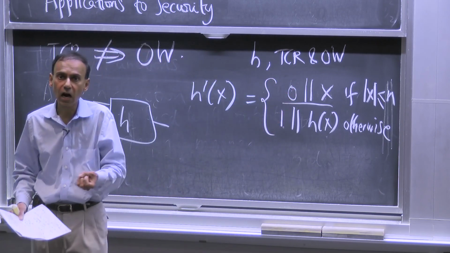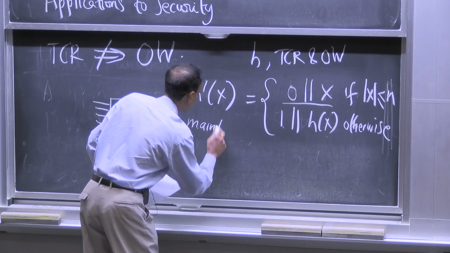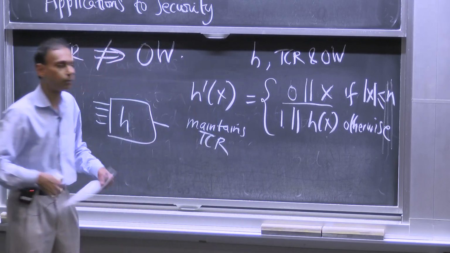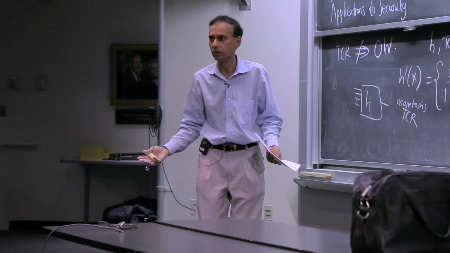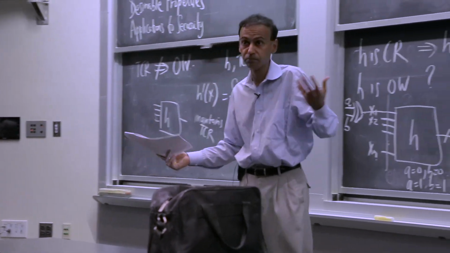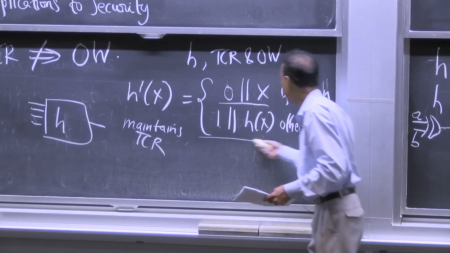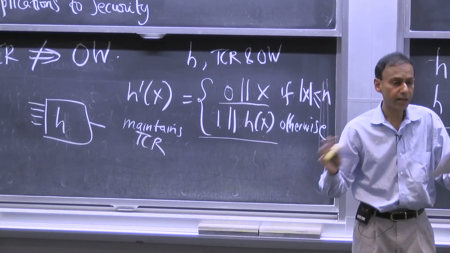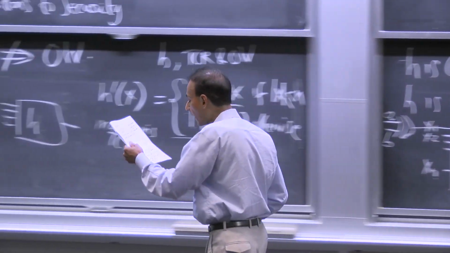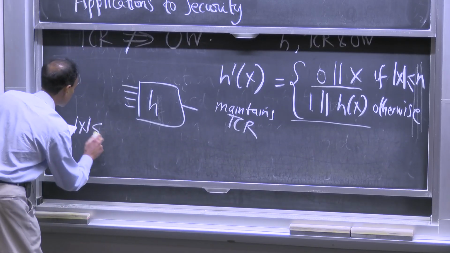Now you think about TCR, and what you want to show, of course, is that this maintains TCR. So that's the last thing that we have to show. We know that it breaks one-wayness, but if it broke TCR, we don't quite have our example. So we want to show that it actually maintains TCR, which is kind of a weakish property that we need to maintain. And the reason it maintains TCR is that there's really only two cases here, obviously, corresponding to the if statement.